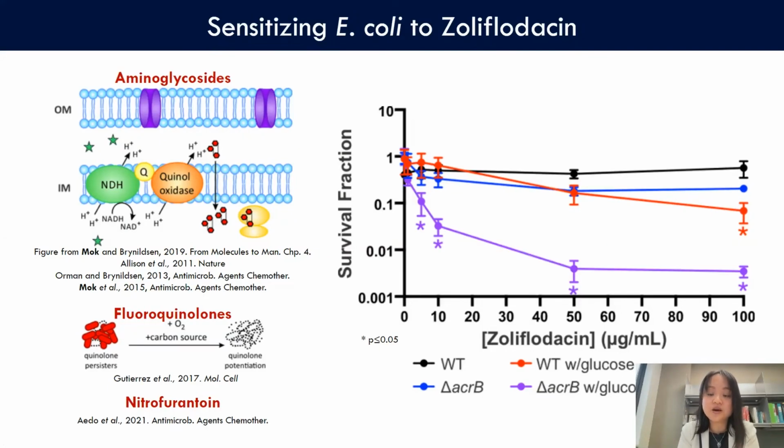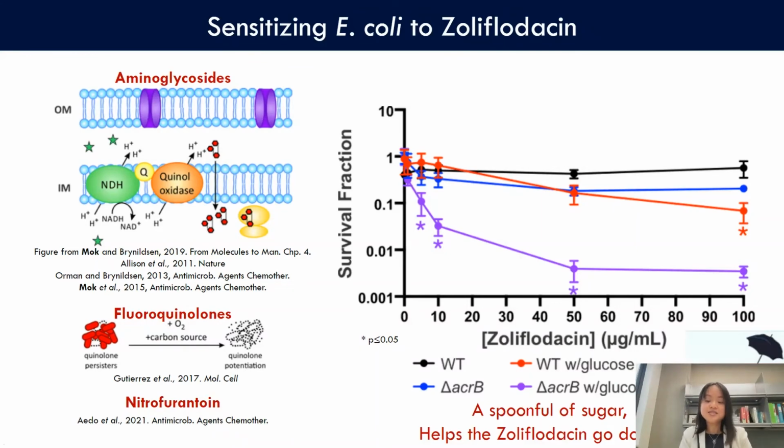And it wasn't until we combined the effects of metabolic stimulation together with loss of efflux pump action, as you can see by the purple curve, that we saw a significant decrease in survival of these slow and non-growing populations treated with Zoliflodacin across a range of Zoli concentrations that we had tested. So this demonstrates that a spoonful of sugar combined with a knock to the multi-drug efflux pumps of these slow and non-growing populations of bacteria could help sensitize them to Zoliflodacin.